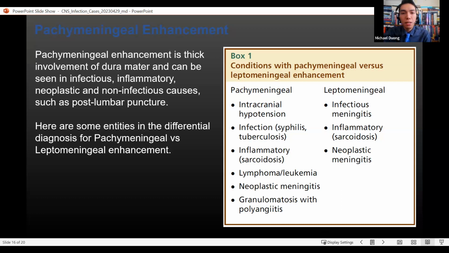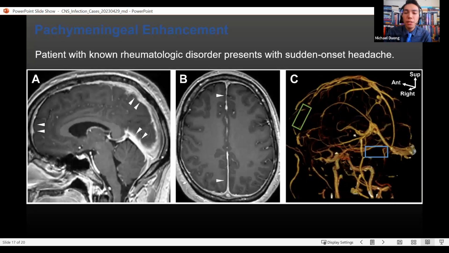So our first case, this person has a known rheumatologic disorder, and they have a sudden onset thunderclap headache. T1 post-contrast MRI demonstrates thick areas of pachymeningeal enhancement, both in the anterior and posterior falx. And 3D reconstruction of the CT venogram demonstrates obliteration of flow in several different dural venous sinuses.